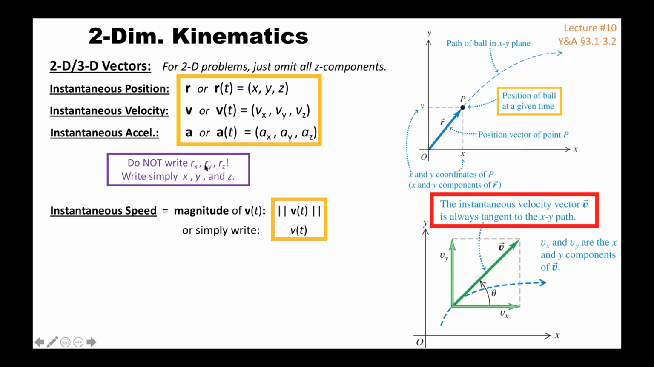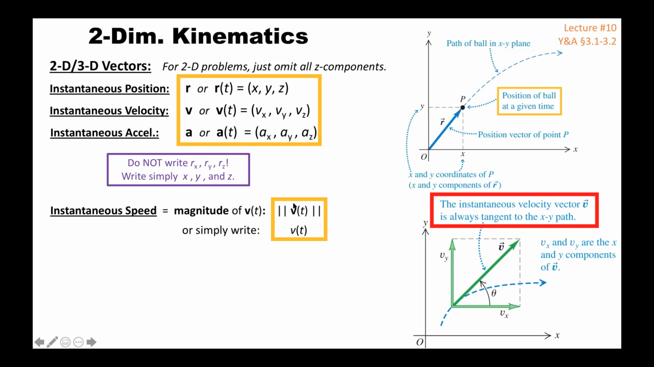The y component of position is simply the y position, y, and so on. And the second thing is instantaneous speed. You may remember for one-dimensional problems, it was equal to the magnitude or absolute value of the velocity. That is still true, even if the velocity is 2 or 3-dimensional. The instantaneous speed at any moment in time t is equal to the magnitude of the velocity vector.